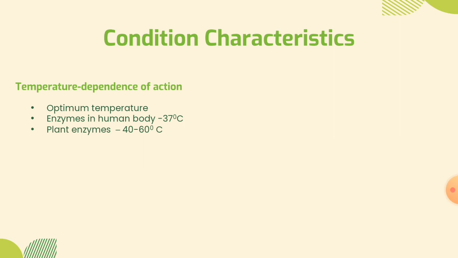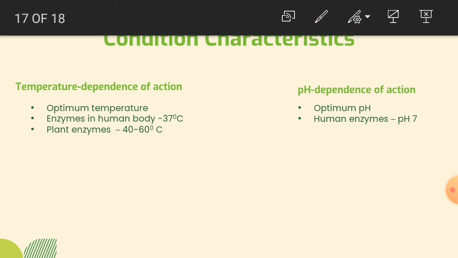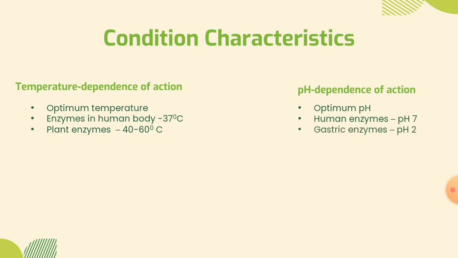The next is the pH dependence of action. Enzyme activity is pH dependent. Each enzyme shows maximum catalytic activity at a characteristic pH. It is called the optimum pH. For most human enzymes, optimum pH lies around 7. However, gastric enzymes act under very acidic conditions, that's around 2.